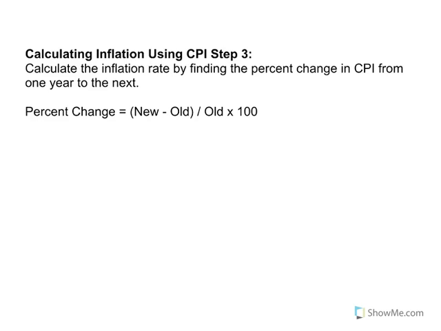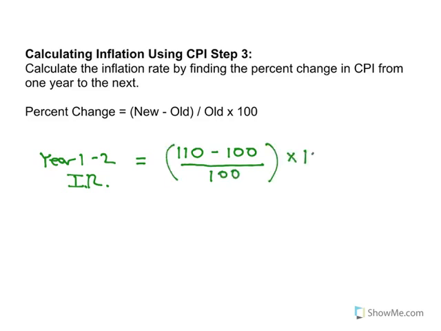So let's go ahead and do that from years 1 to 2, and then from years 2 to 3. So from year 1 to year 2, remember the percent change formula is new minus old divided by old times 100. So I take my new CPI, which would be the year 2 CPI. So I'll put year 1 to 2 inflation rate, IR, and that's going to equal 110, which is the CPI in the newest year, year 2, minus the CPI in the year I'm leaving, which is 100. Divide that by the CPI in the old year, once again 100. And then I multiply the result times 100, and so I get an inflation rate of 10%.